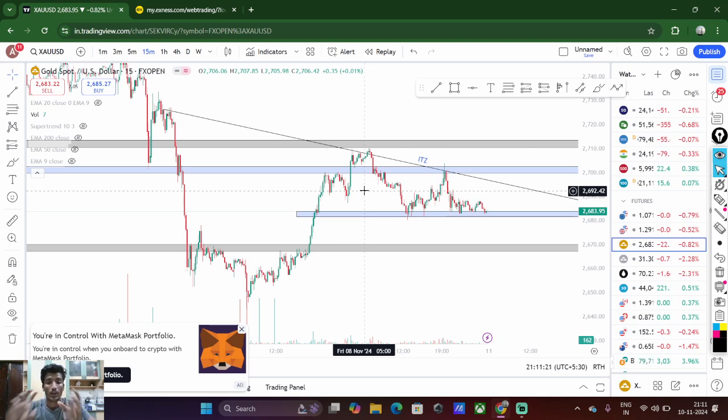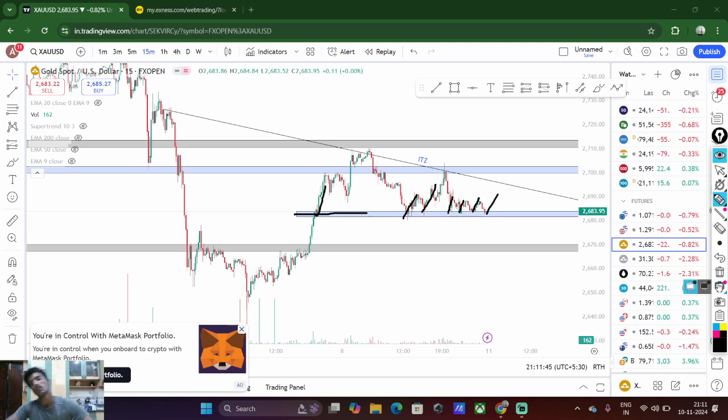When one level, say this support, has been tested multiple times, it is obvious that at support buyers will come. So when buyers are invited, or when that support has been tested multiple times, it is called the invite setup. See, 1 2 3 4 5 6 7. Now buyers are invited multiple times.